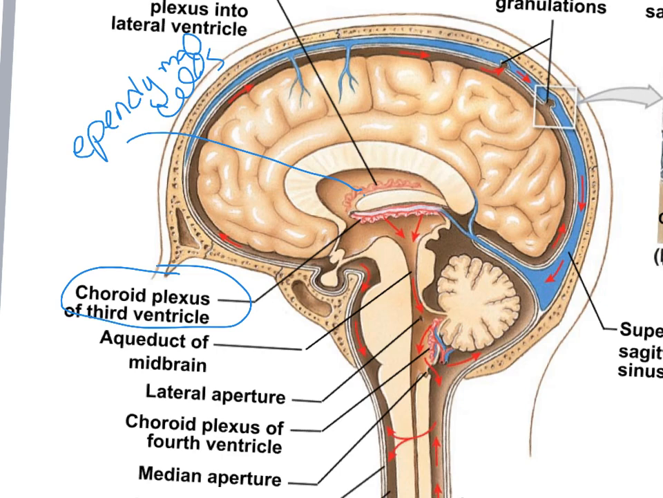So they're in this choroid plexus, and then we can see that the third ventricle moves down to the fourth ventricle, and then the fourth ventricle moves down into the spinal cord, into that central canal of the spinal cord. And the central canal of the spinal cord is lined by these ependymal cells as well, right? So we have cerebrospinal fluid being produced in the third ventricle, and then also in the spinal cord, and the cerebrospinal fluid is going to flow through all these open areas, right?